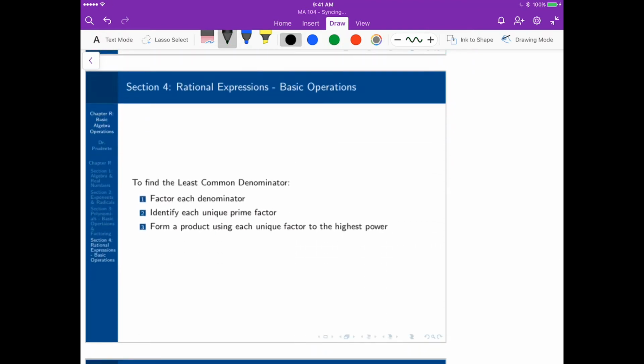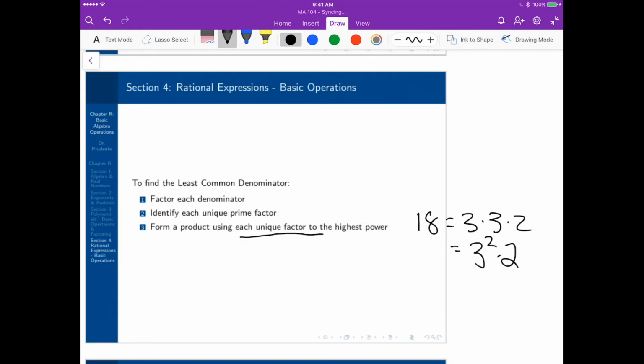And I'm going to form a product using each unique factor to the highest power. So if we take that 18 example before, we had 3 times 3 times 2. That's 3 squared times 2. These are the unique factors to the highest power.